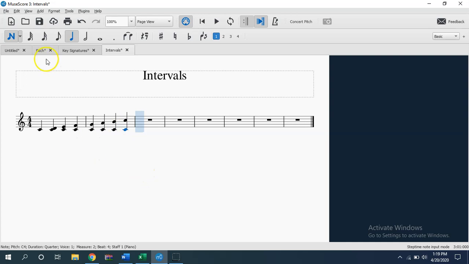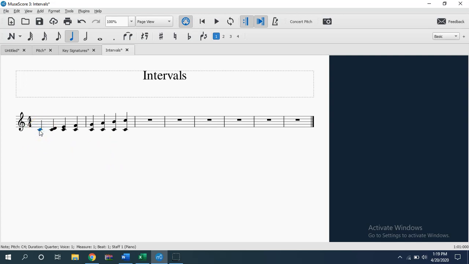Okay, let's go ahead and listen to those. All of those are considered a major interval or a perfect interval in a major key. So let's go ahead and count those again.